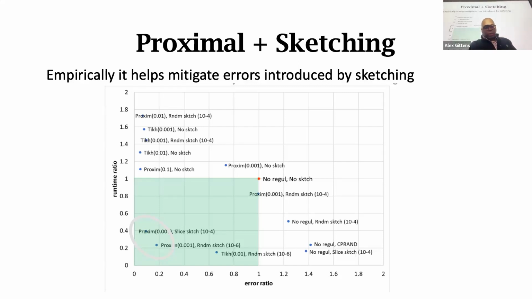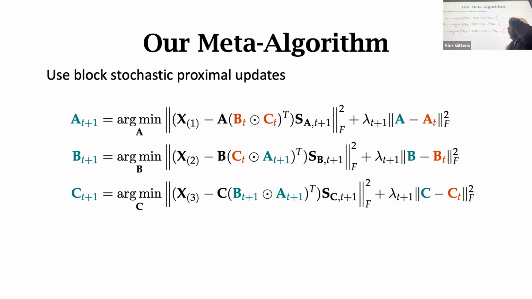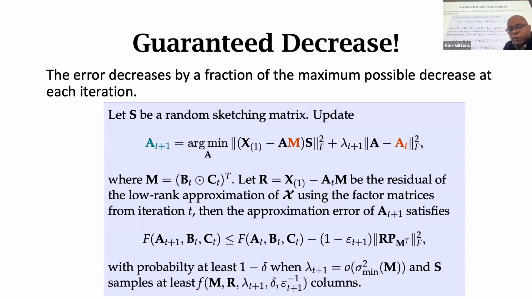Okay, so we want to say something about this. So here's the meta algorithm we're going to look at. We're going to sketch our systems here, and we're going to use proximal regularization. So the first observation is that, by doing some careful analysis, you can show that the error decreases by a fraction of the maximal possible decrease for each of these solves. Here I replace the Khatri-Rao product with the system matrix M, just to make things easier, and I'm just considering the update for A.